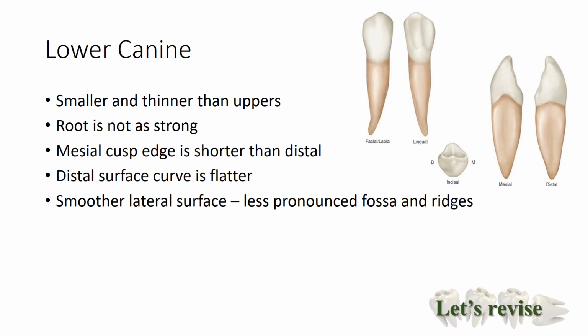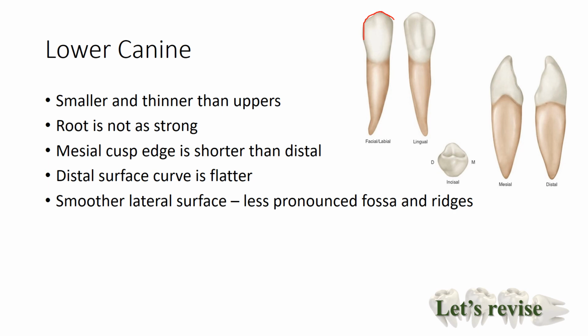When you look at the lower canine, we've still got this cusp, but it's not quite as sharp. But we've still got a short mesial edge, long curvy distal edge. So we've definitely got two distinct edges. The root here is not as long, and we'll often get these little bends in the end. We have a smooth lateral surface. I didn't mean lateral surface, I mean lingual surface. I'm losing the plot.